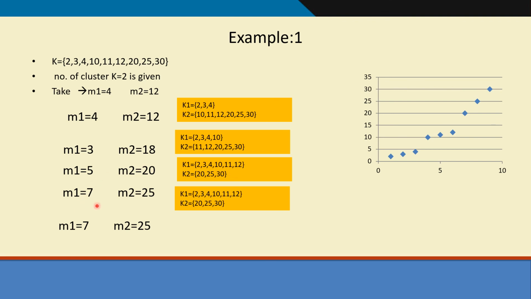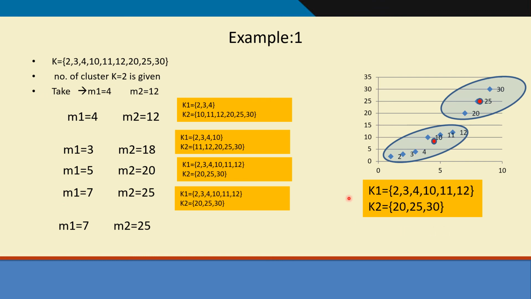Now again we repeat the same thing, and we see that the points are not jumping into the other cluster, and the centroids now stabilize. So now you have your final clusters. If you visualize the graph, these are the kind of clusters that have been created, and these are the centroids. The centroids are 7 and 25.